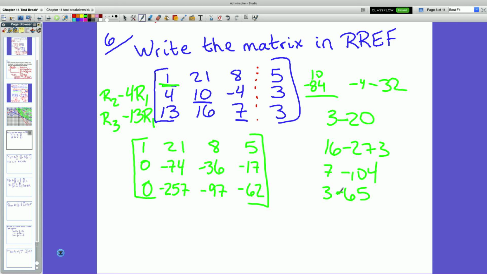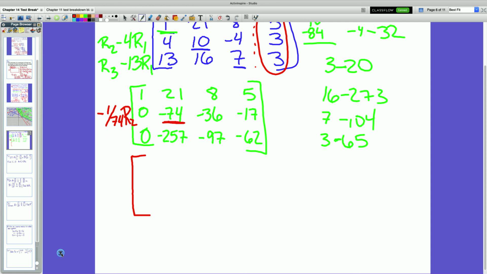All right. As you can see, Miss Sheeler is terrible at coming up with these off the top of her head. I do promise tomorrow that you will not get anything quite as ugly as this, but we will power through for test breakdown here. So now my goal is to get this as a 1. So I'm going to take negative 1/74 of row 2. All right, you do get some decimal numbers in your answer row tomorrow, but like I said, it will not be nearly this ugly. Or fractions, you can leave them as fractions, absolutely.